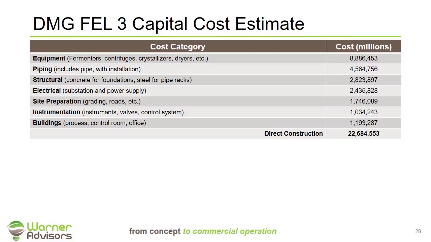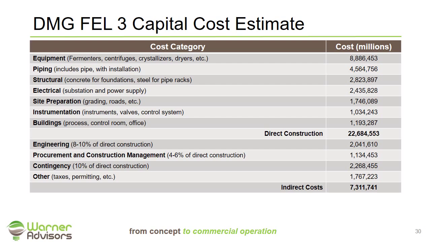But in the case of piping, each major pipeline would be broken down by diameter of the piping, material of construction, an approximate length, and they would use industry factors to come up with costs for what it would take to install that. So as we add up each of these categories, we come up with what's known as a direct construction cost. In the case of this project, roughly $22.6 million.